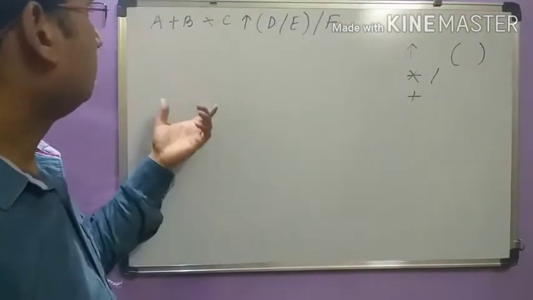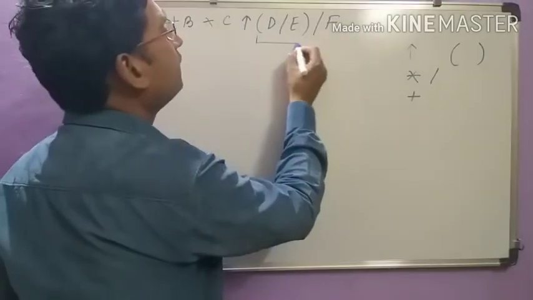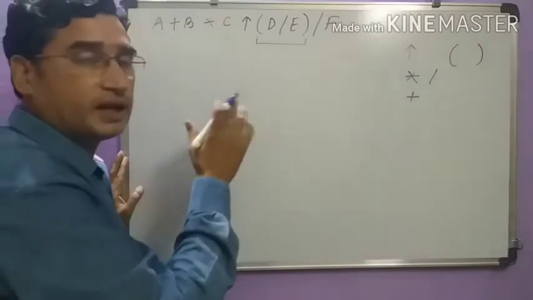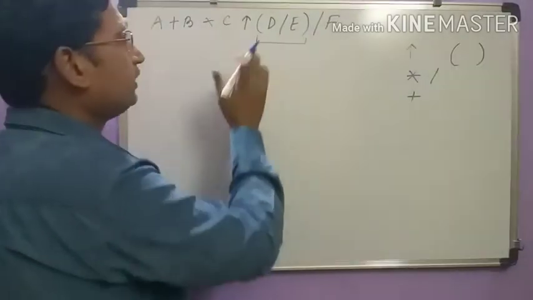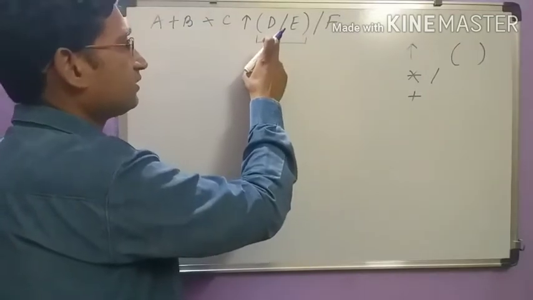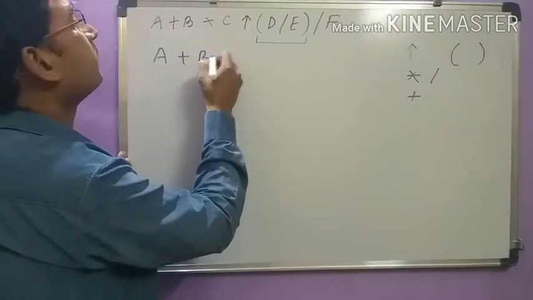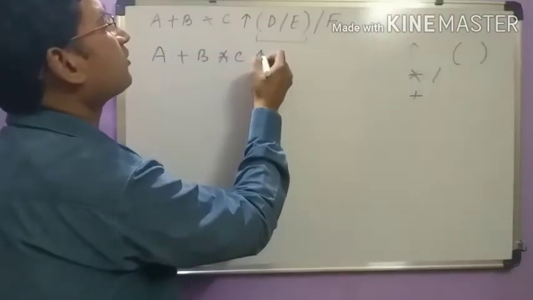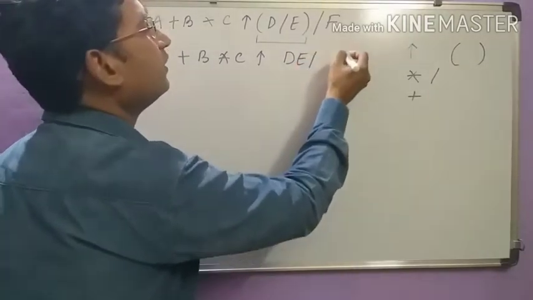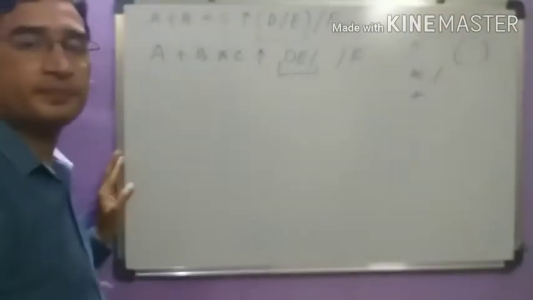We all know to solve any expression, first we need to solve the term which has the bracket. So first you need to convert this term which is in the bracket into postfix. To convert it, a plus b into c, this exponent. Now convert this d, divide, and f. Now this is in postfix.